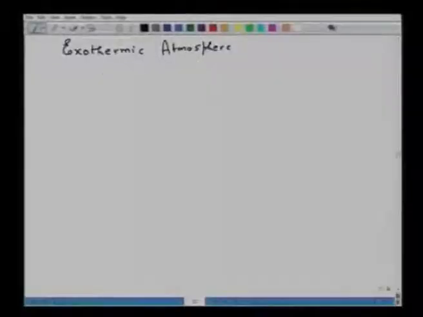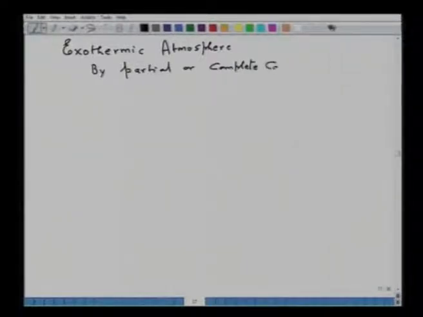Now, another type of atmosphere is called exothermic atmosphere. As the name suggests, in the exothermic atmosphere the amount of air increases gradually from less than stoichiometric. If you go towards stoichiometric, then heat will be produced, and accordingly they call it exothermic atmosphere. The closer we get to the stoichiometric amount of air, more CO2 will be produced and less CO will be produced. These exothermic atmospheres are produced by partial or complete combustion in a furnace.